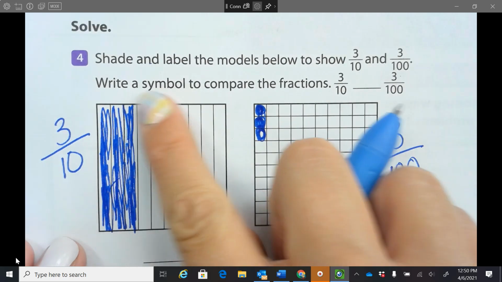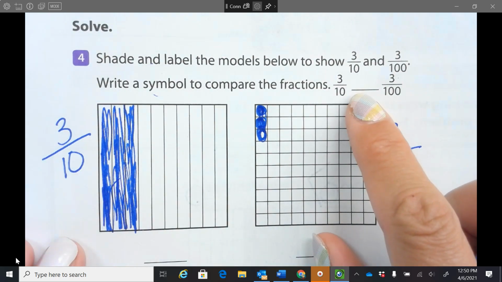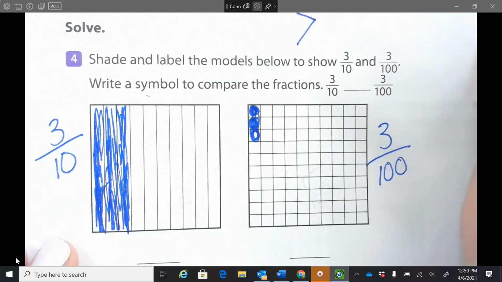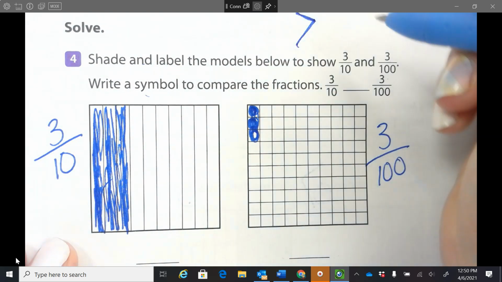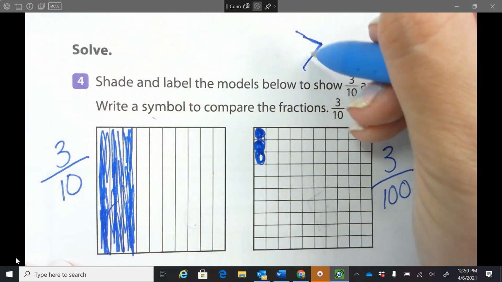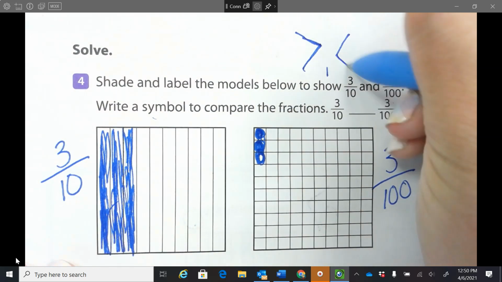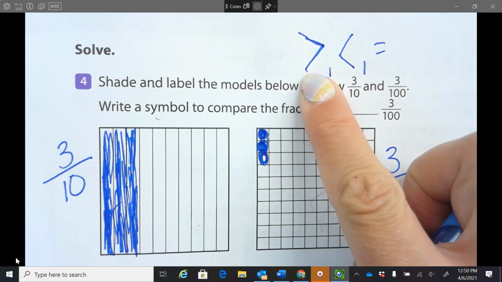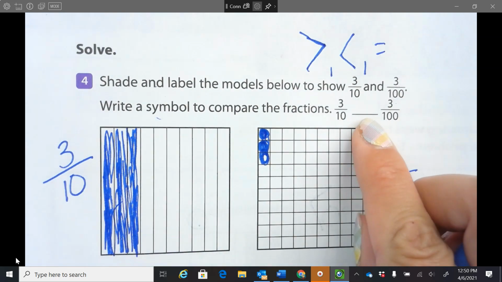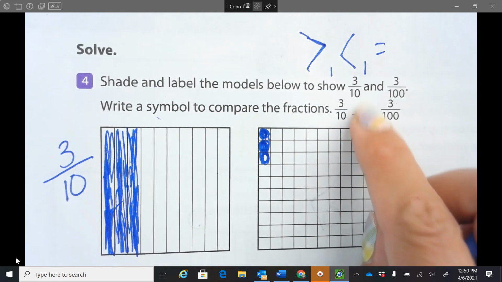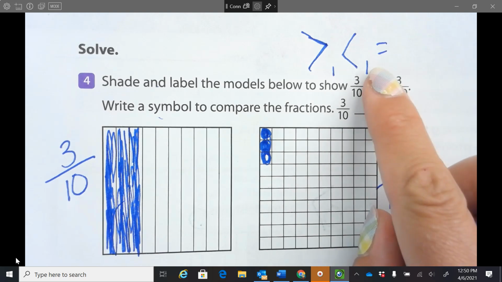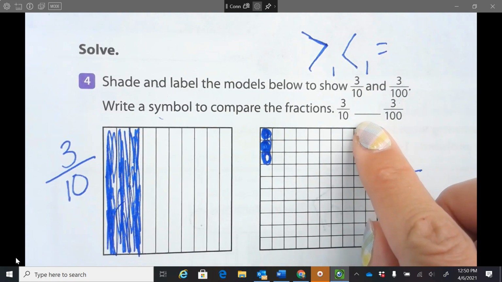Okay. Write a symbol to compare the fractions. So our symbols are, what does this stand for? Greater than, less than, or equal. Show me 1 if you think we should put in a greater than symbol. Show me 2 if you think we should put in a less than symbol. Show me 3 if you think we should put an equal sign.